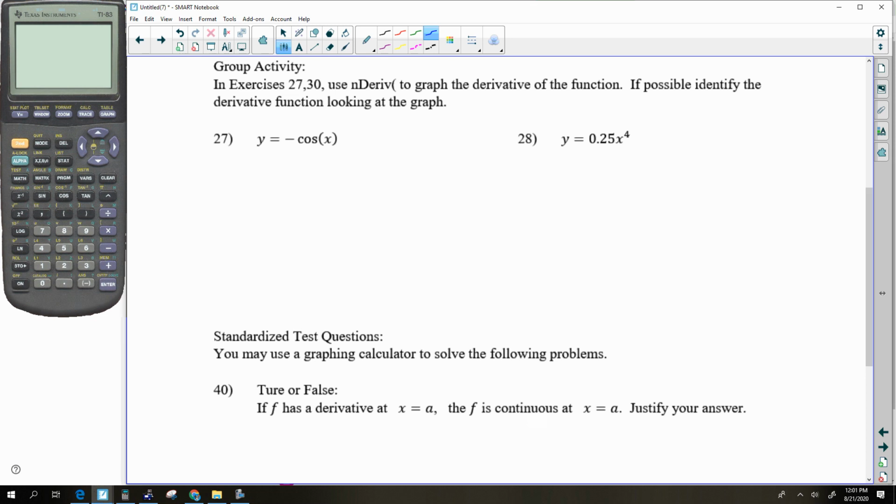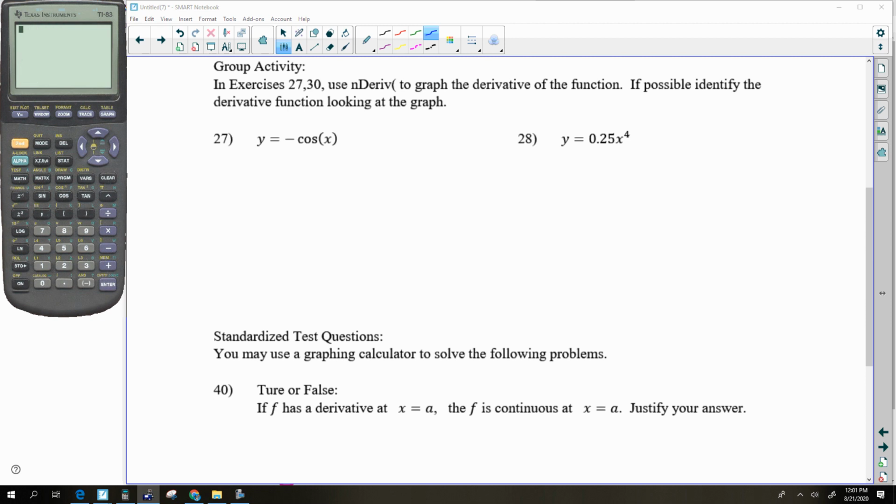In these problems, use the n-deriv to graph the derivative of the function. If possible, identify the derivative of the function by looking at the graph. All right, so here's what they're saying. Use n-deriv.